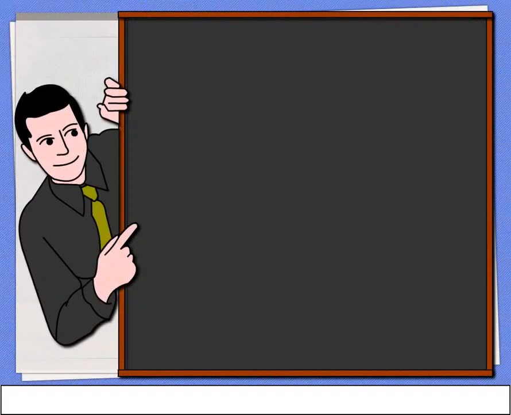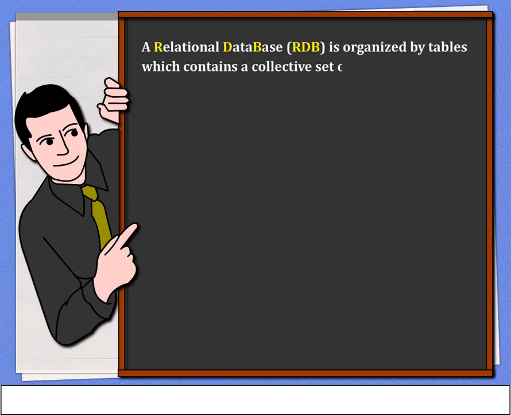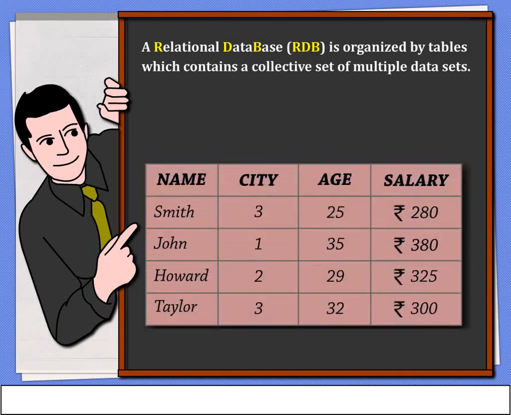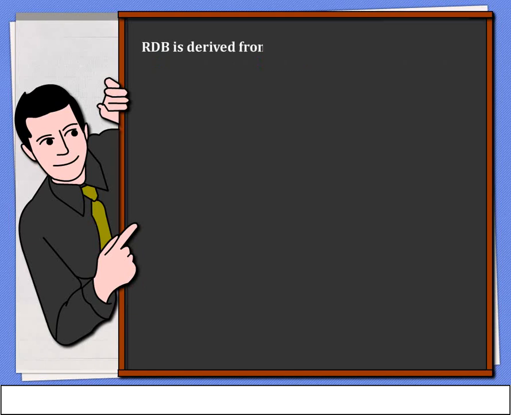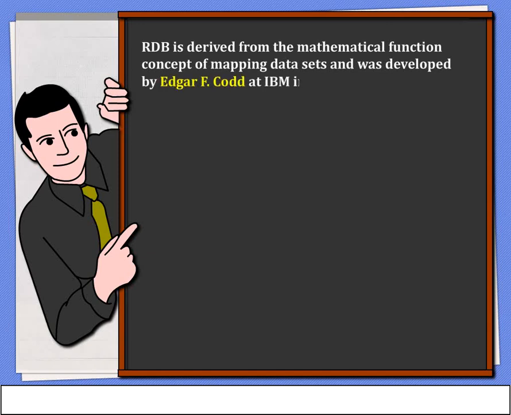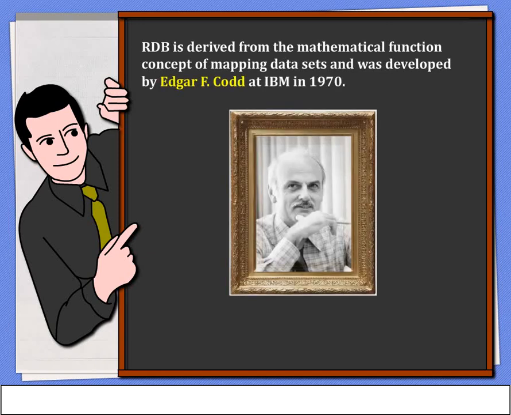Relational database. A relational database (RDB) is organized by tables which contain a collective set of multiple data sets. RDB is derived from the mathematical function concept of mapping data sets and was developed by Edgar F. Codd at IBM in 1970.